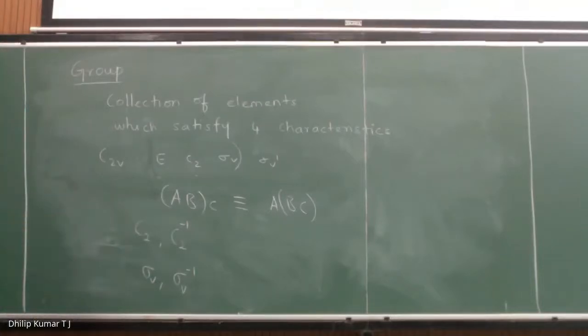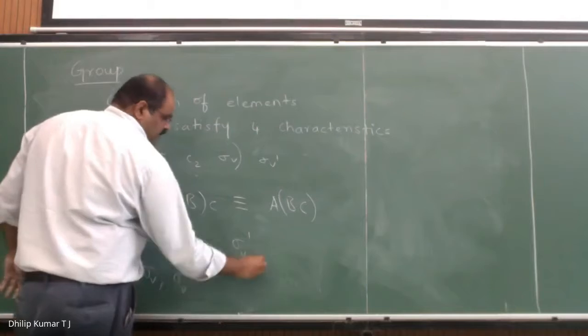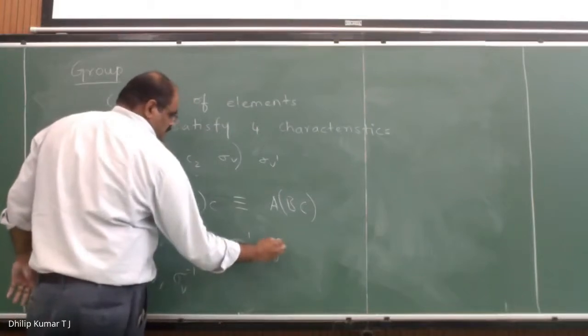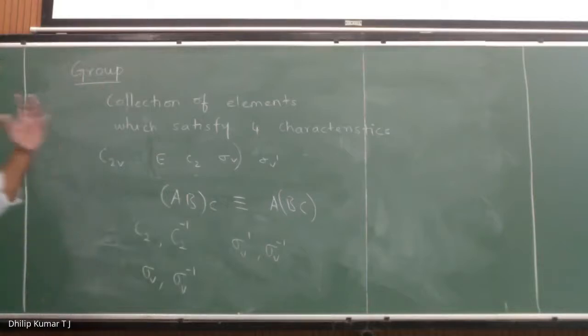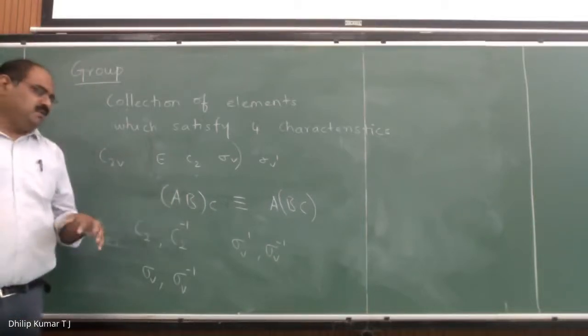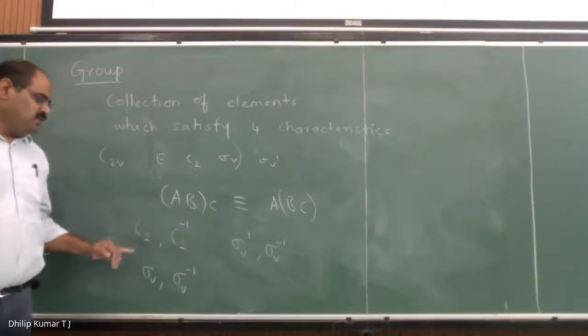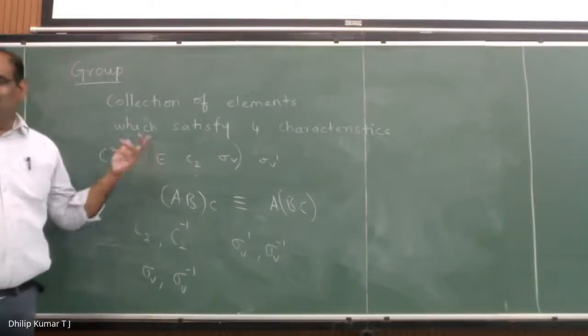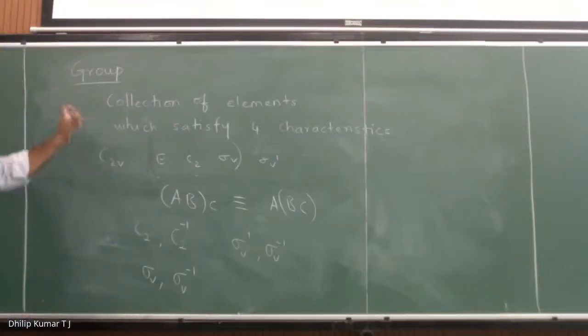Again, sigma v prime is there, its corresponding sigma v prime inverse is also there. So whatever operation you perform, you just invert it to get back to the original. So that is what we call the inverse. So these four properties each group has. Then only we call it a group. So it's basically a collection of elements which satisfy four characteristics.